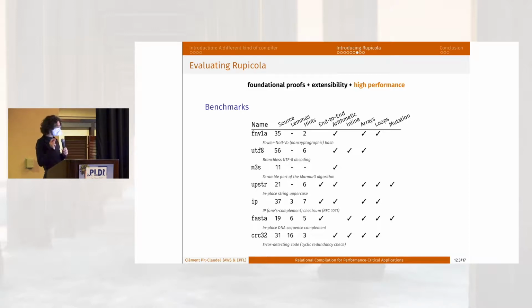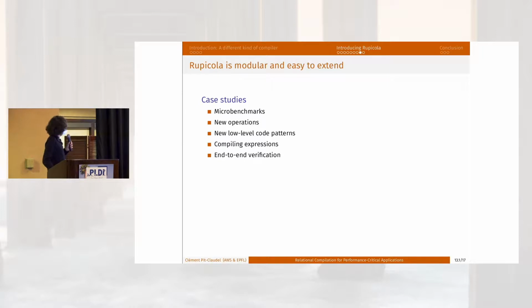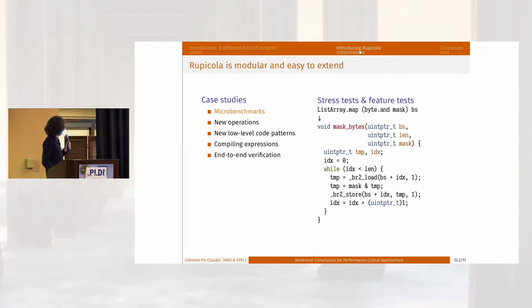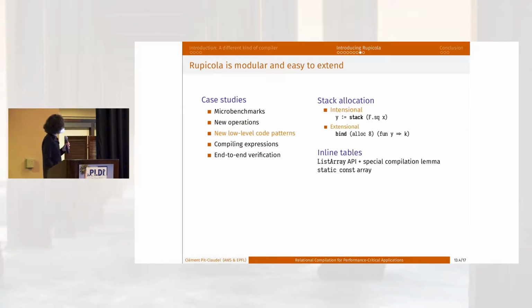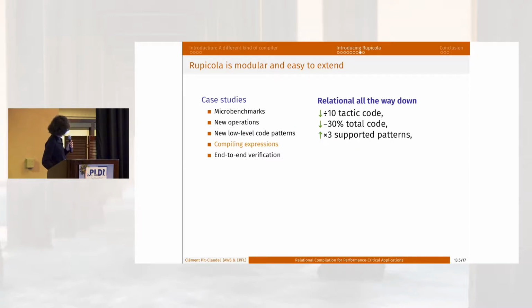We focused on small performance critical functions that appear in string processing, data structure, network functions, and so on. So let me go briefly over what all these benchmarks look like. The micro benchmarks are essentially a bunch of small functions that we generate code for. Introducing new operations means introducing new source patterns, new monads, new data structures, new operations on these data structures. Low-level code patterns is plugging in support for features of the low-level language, like stack allocation or inline tables.